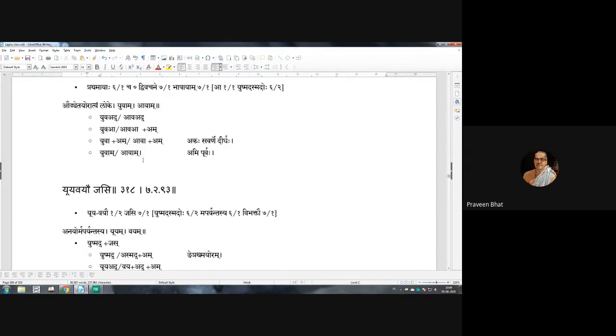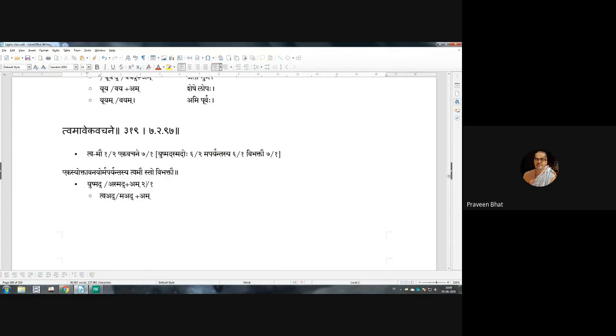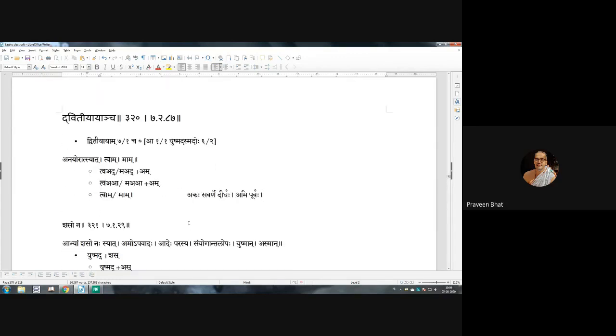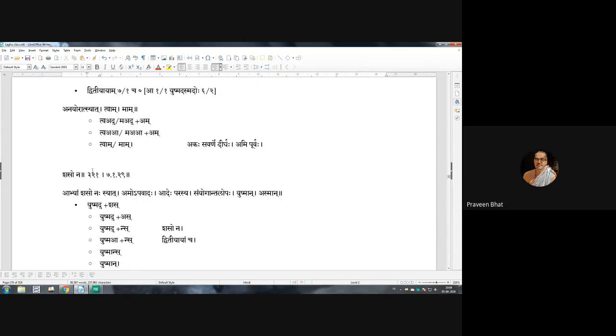In Yushmat Shabda, we got Tvam, Yuvam, Vayam. Then Tvam, with Akasavarna Dirgha. Here we got Tvam. And then in the dual again we'll get the same form as Yuvam or Avam. Then, when shas is applied, this sutra has pravritti.